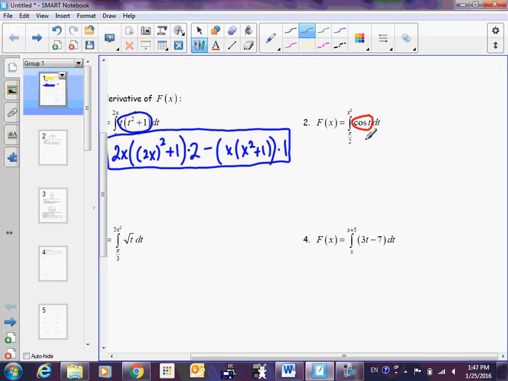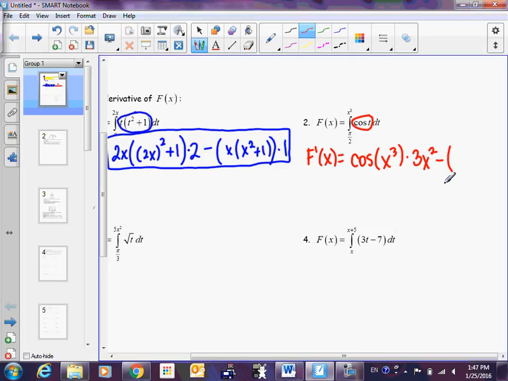I'm not deriving or integrating. I'm just applying the bounds. So start with the upper bound. F prime of x would be, instead of cosine t, cosine of x cubed. And then immediately multiply by the derivative of x cubed. So what would I multiply by? 3x squared. Good. Minus, parentheses.